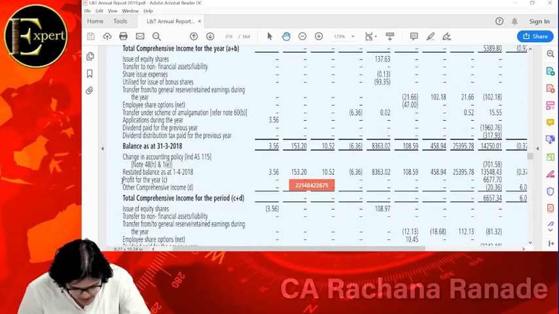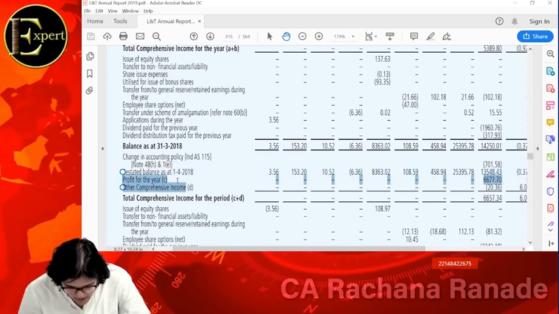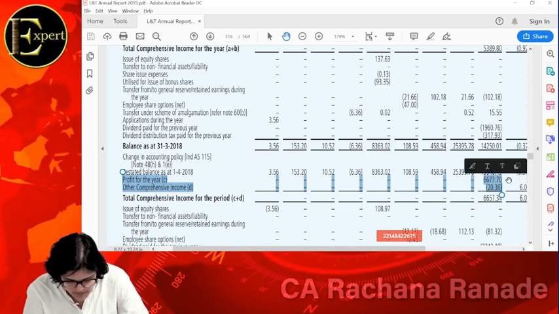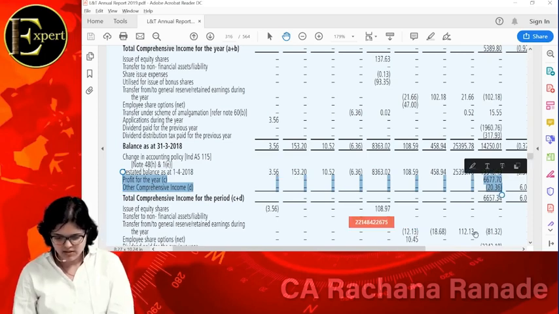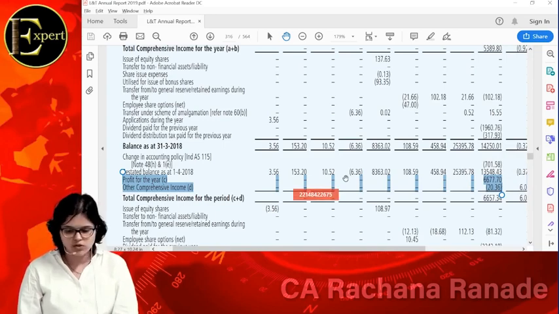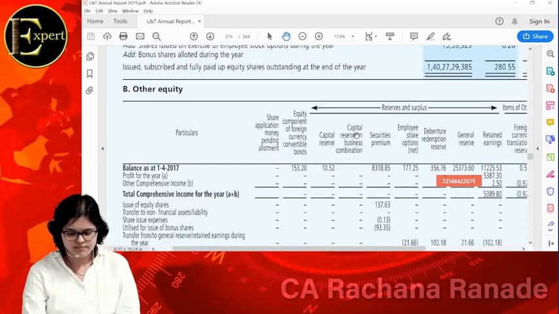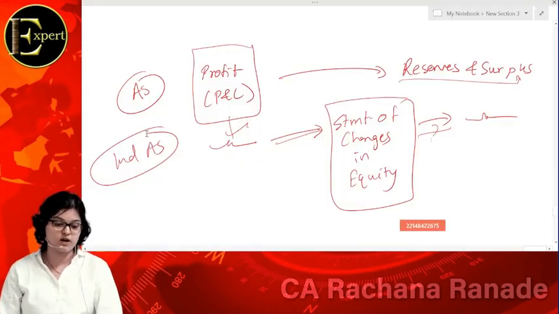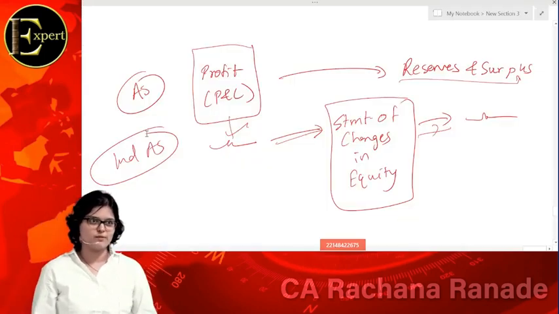See, very clearly it is written, profit for the year. Can you see this? Yes. Profit for the year is coming to 6677.70, the exact same figure. So this is transferred to what? Other equity. Other equity is nothing but reserves and surplus. So please understand the accounting part also now to get a better picture.